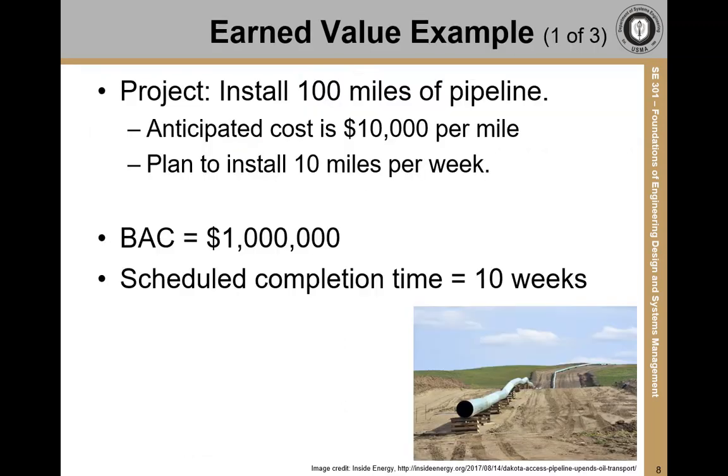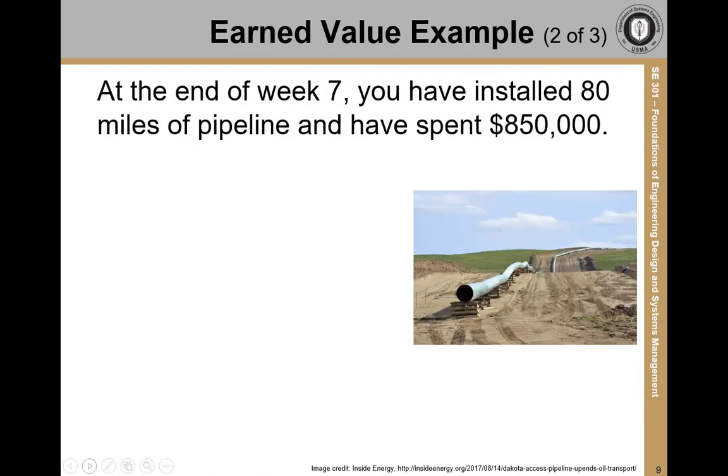Suppose you're managing a project to install 100 miles of pipeline. You anticipate a cost of $10,000 per mile, and according to your project plan, you can install 10 miles per week. So your budget at completion is $1 million, and you plan to be finished in 10 weeks. Now suppose you're 7 weeks in and you've already finished 80 miles of pipeline. You've also spent $850,000. What's your earned value at this point?